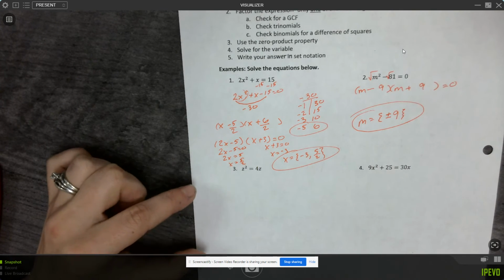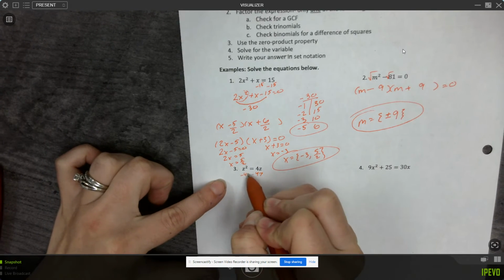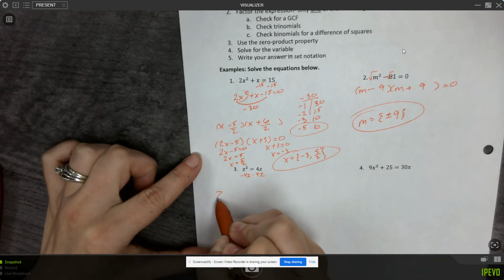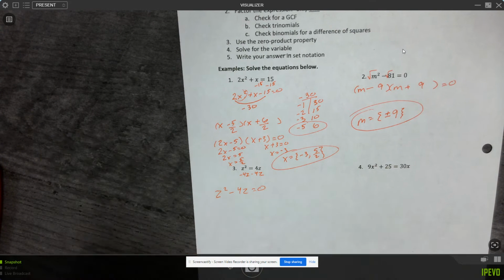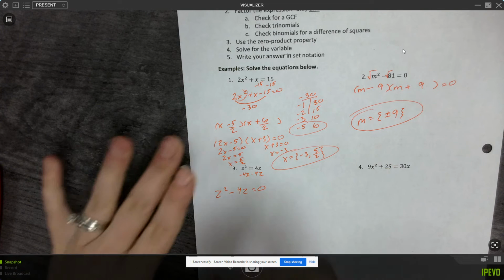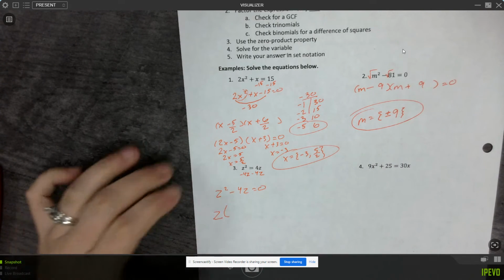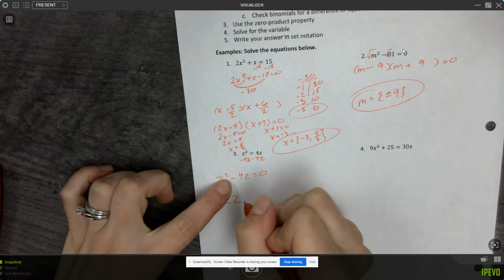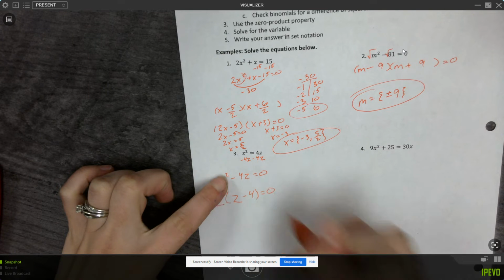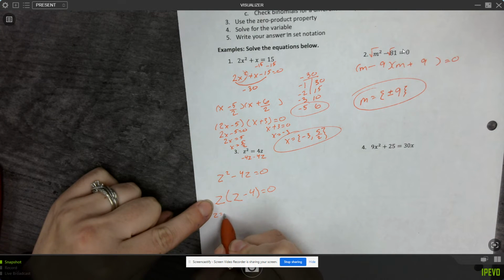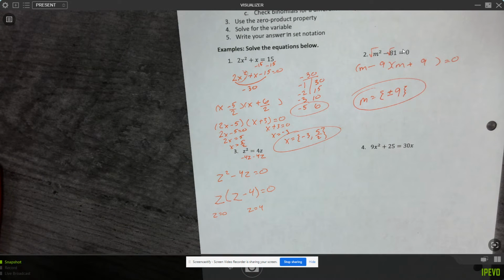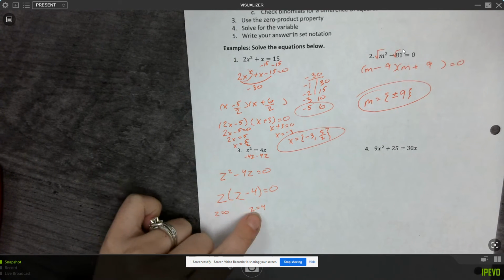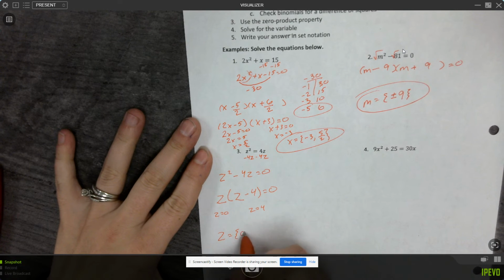Number 3, it's not set equal to 0, so I need to move this 4z to the other side. I'm going to subtract it to get z squared minus 4z equals 0. Z squared minus 4z has a GCF of z. When I divide z squared divided by z, I'm left with z. When I divide minus 4z divided by z, I get minus 4, equaling 0. This first one is going to equal 0. The second one is going to equal a positive 4. Right? Z equals 0, and then flip your sign. So z equals 0 or 4.